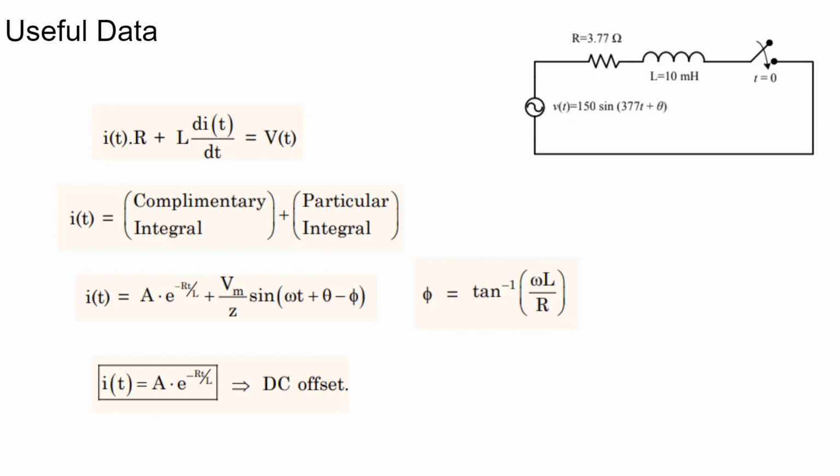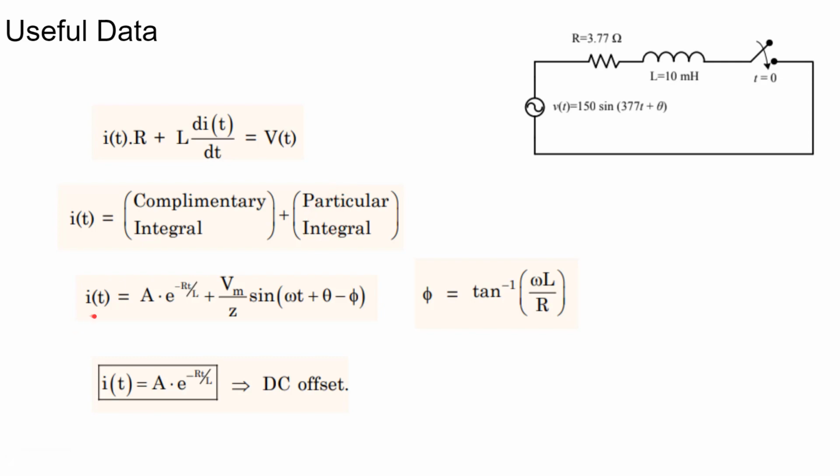That is equal to V of t. Supply voltage is equal to resistance drop plus reactance drop. That is I of t into R plus L into d I of t by dt. So, the solution to this particular equation is the complementary integral plus particular integral. Here, complementary integral denotes the transient part and the particular integral denotes the steady state part.